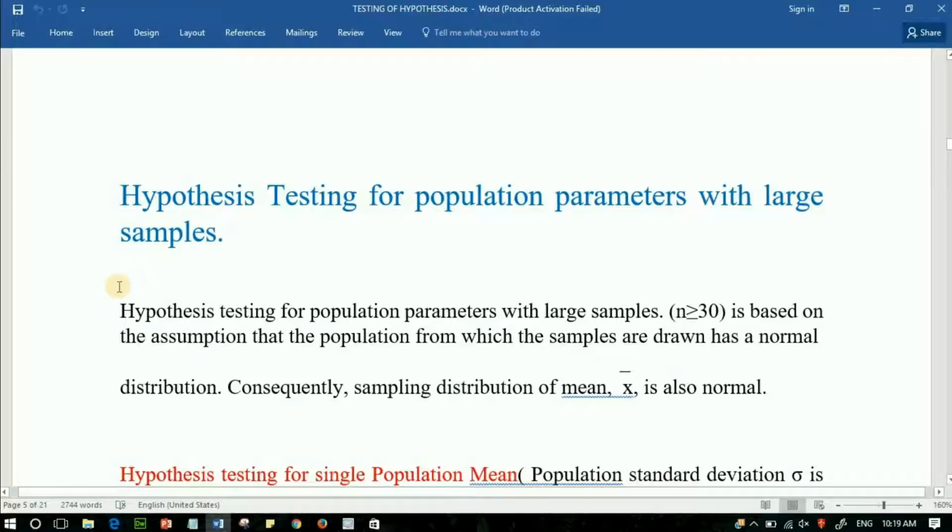Hypothesis testing for population parameters with large samples, that is, n greater than or equal to 30, is based on the assumption that the population from which samples are drawn has a normal distribution. Consequently, the sample distribution of mean x bar is also normal.